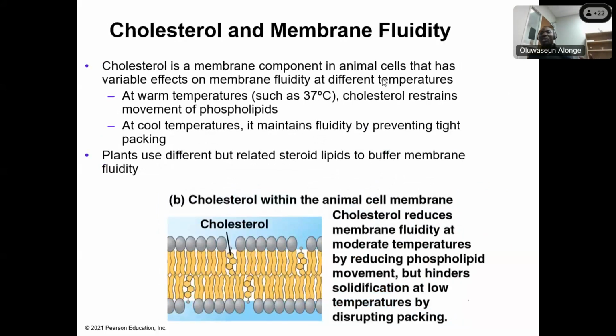All right. Now, what is that? What makes the fluid, what we are talking about, solidified lipid or so in the membrane? It is cholesterol. So cholesterol is what we have in the cell membrane. At warm temperature, cholesterol restrains movement of phospholipids, but at cool temperature, it maintains fluidity by preventing tight packing. So plants use different but quite related steroid lipids to buffer membrane fluidity.